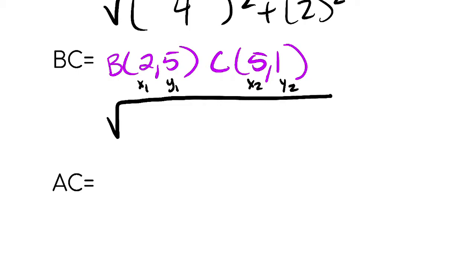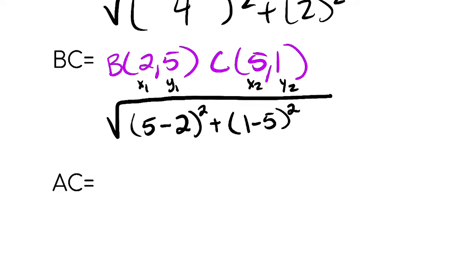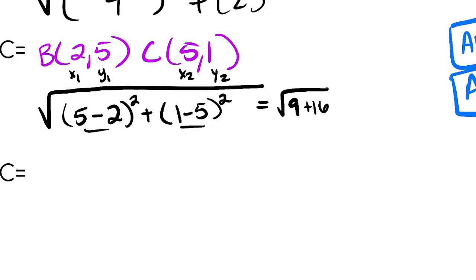Distance formula is X2, well, that's my 5, minus my X1, that's my change in my X's squared, plus the change in my Y's squared, which is going to be 1 minus 5. And then we're going to square root that whole thing. So we're going to simplify this. 5 minus 2 is 3. 3 squared is 9. 1 minus 5 is negative 4. And negative 4 squared is positive 16. Make sure you're getting that positive value there. Negative 4 squared, positive 16. 9 plus 16 is going to give me 25.